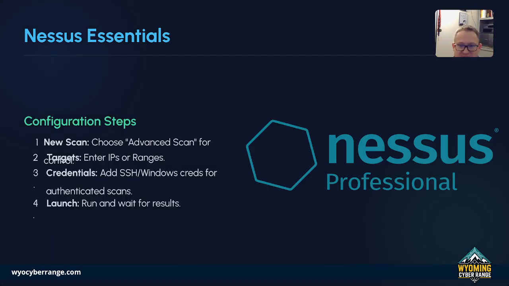Now, if you're running Nessus, the workflow is pretty straightforward. First, you're going to get a new scan. You can select either advanced scan or even a basic network scan. You can enter your targets. This is IPs or CIDR ranges. You may want to put some credentials here. So if you want to have an authenticated scan, you're going to put in your SSH or Windows credentials. And then we just launch it. And we wait for the results. It's pretty quick and easy.